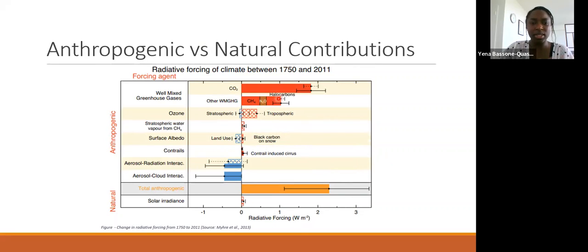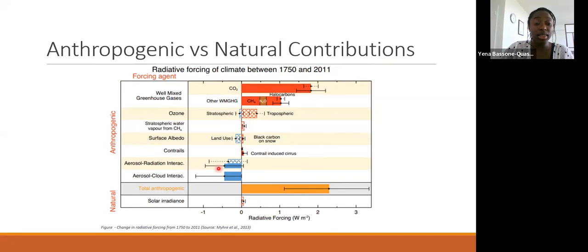I'll come to why the 6th assessment report isn't there a little bit later, but this shows the different forcing agents, so the things that can have a direct impact on the climate, versus the anthropogenic forcing agents versus the natural forcing agents. And as you can see, the anthropogenic forcing agents exceed the natural by a large margin.